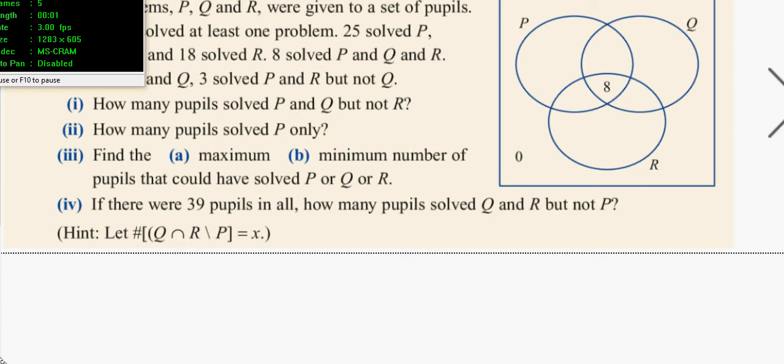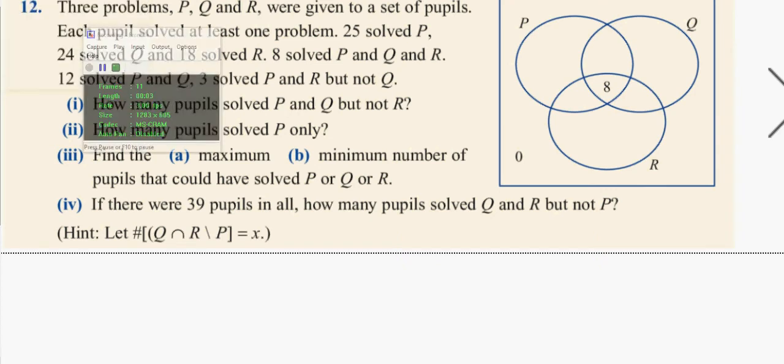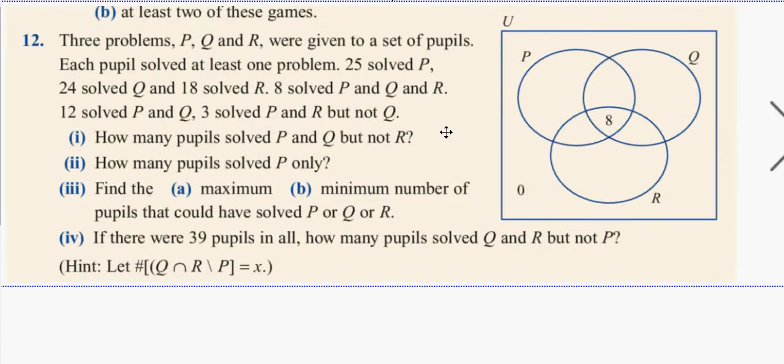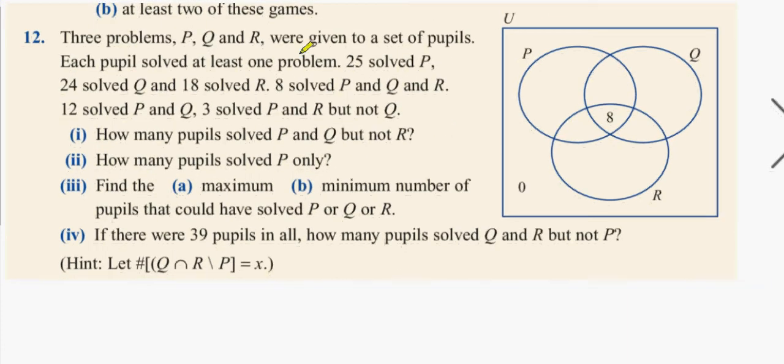Okay guys, what we have here is P, Q and R, and what we've been told to do is, if you read through the list, 25 solved P, 24 solved Q, 18 solved R, no bother. 8 solved P and Q and R. That explains the 8 in the middle, doesn't it?